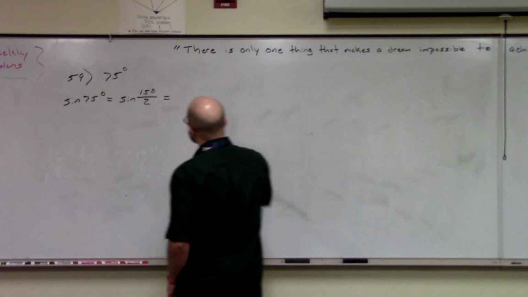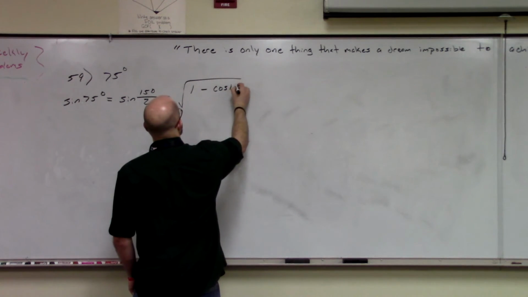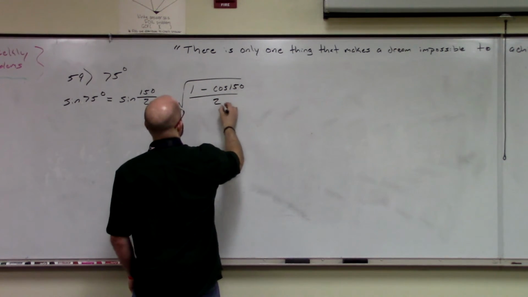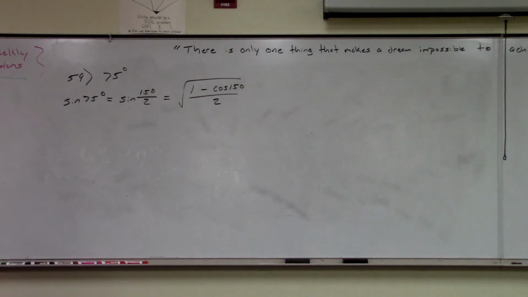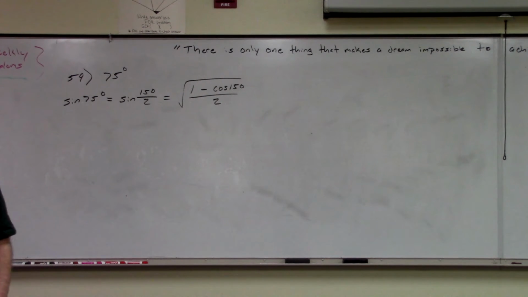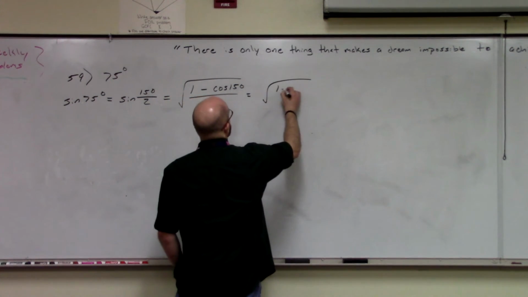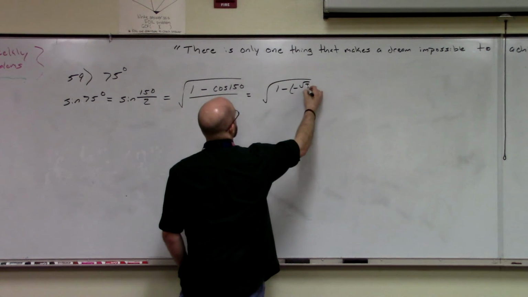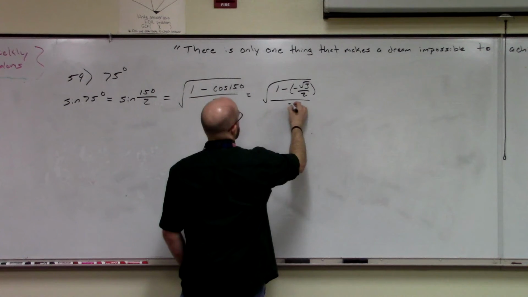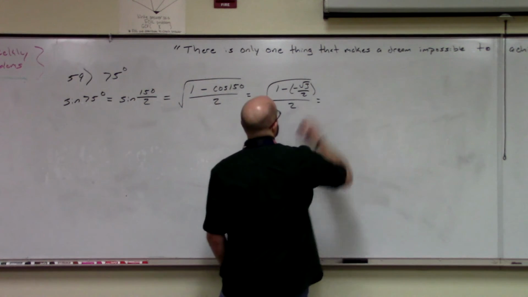This one becomes the square root of 1 minus cosine 150, divided by 2. It's because my u is 150, cosine of u, so 150. And then 150 is on our unit circle. How convenient of the book to do that for us. So we get the square root of 1 minus the negative square root of 3 over 2, divided by 2. So again, rewrite the inside stuff.